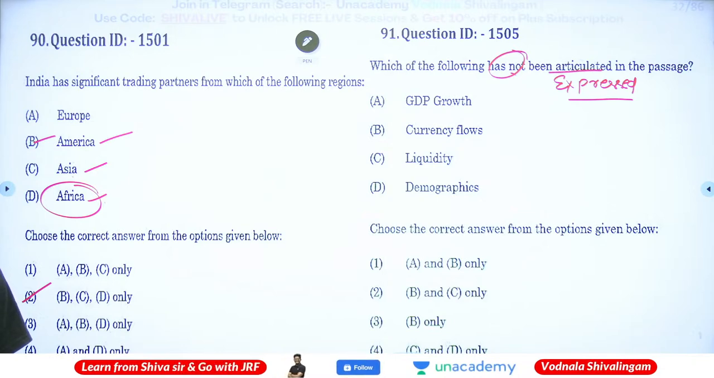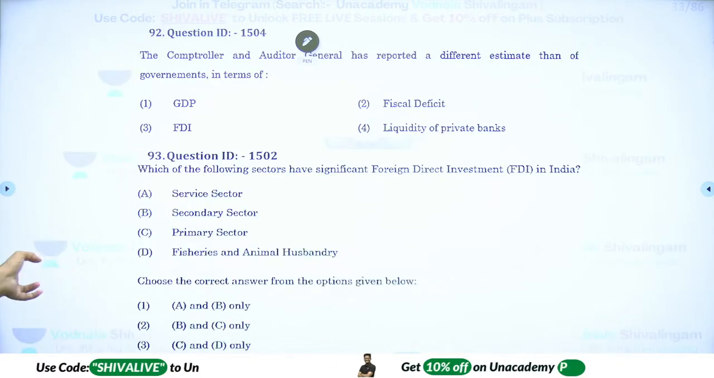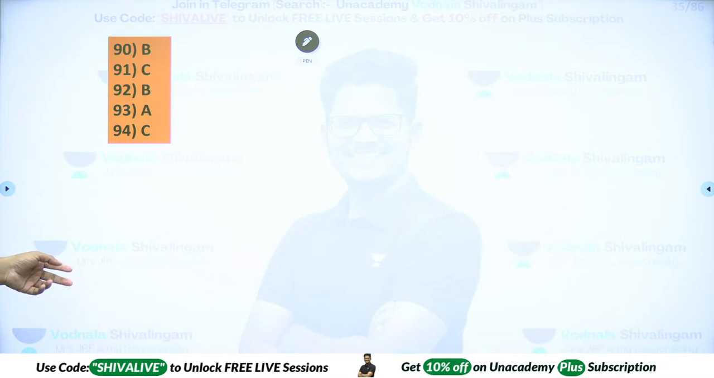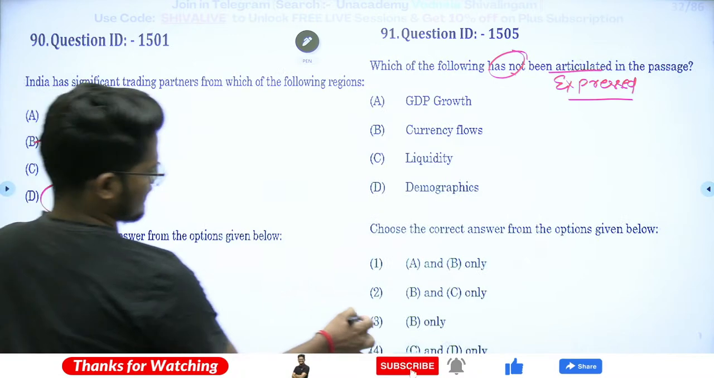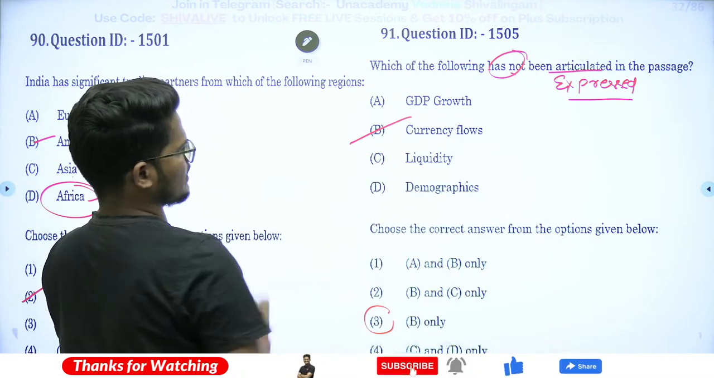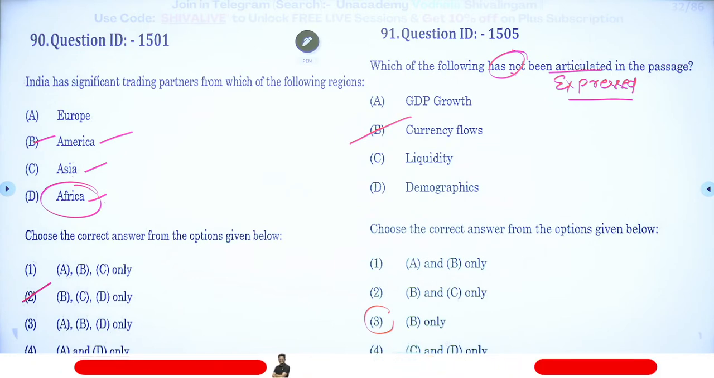So the answer for 91 is C. They are talking about currency flows, neither GDP growth nor liquidity as well as demographics.